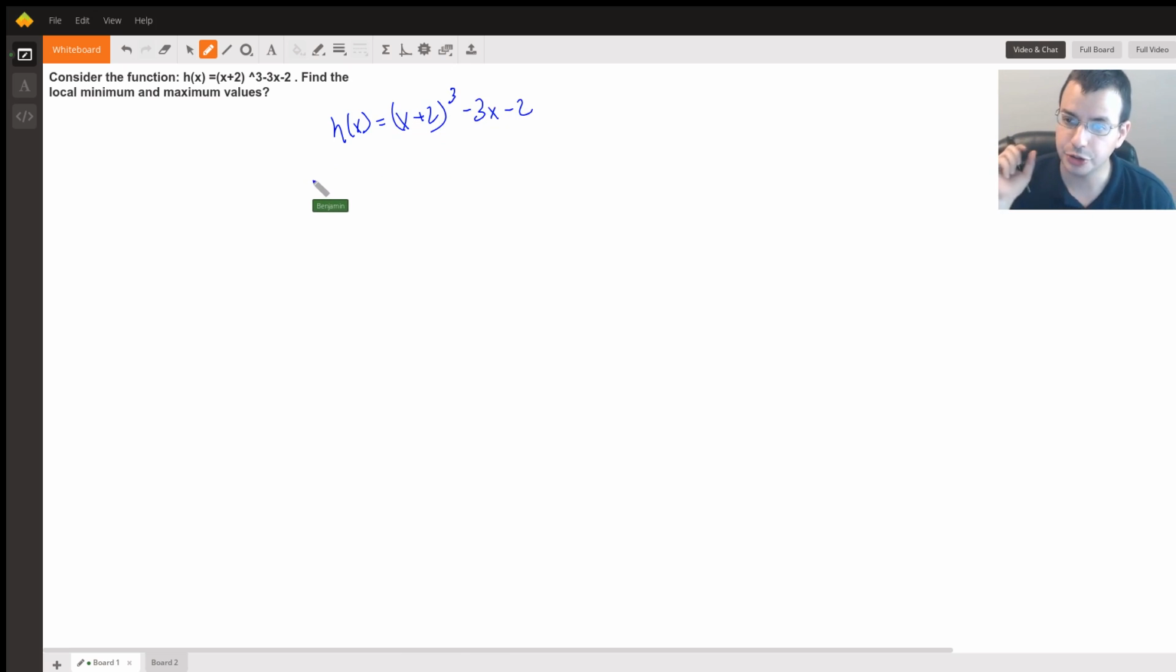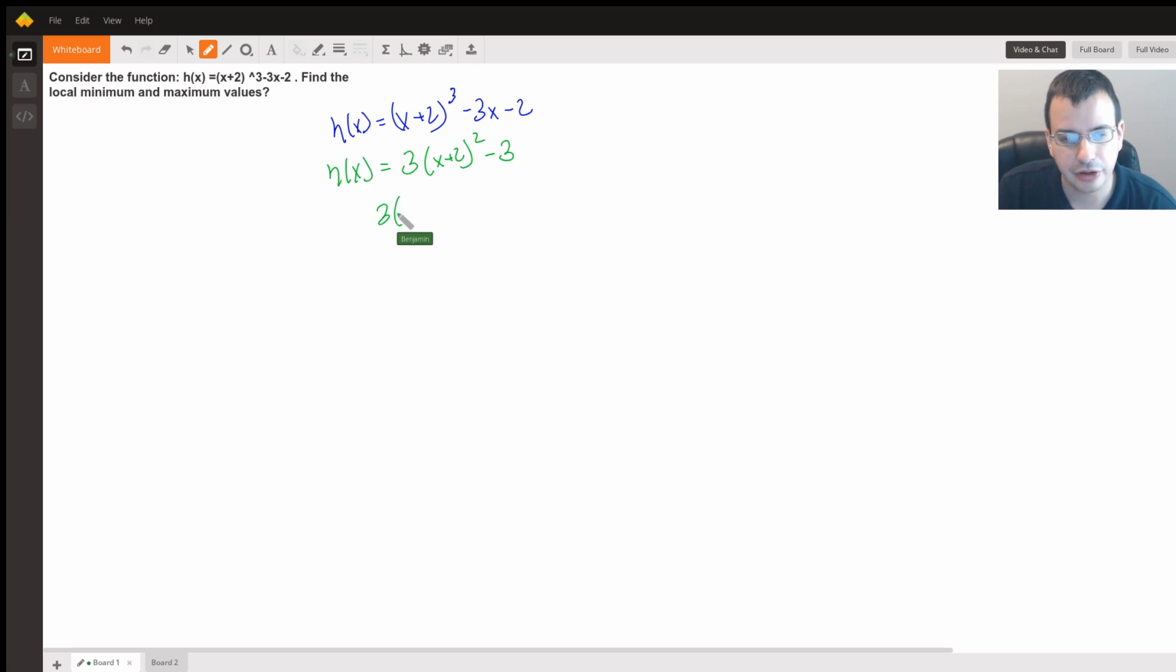Okay, so first thing I want to do is find the derivative. So the derivative, I'll change colors just because I can, and electrons are cheap: h prime of x equals 3 times (x plus 2) squared minus 3. Okay, and we're going to then set this equal to 0 to find critical points. So we have 3(x plus 2) squared minus 3 equals 0. (x plus 2) squared equals 3 divided by 3, which is 1. So (x plus 2) squared equals 1.